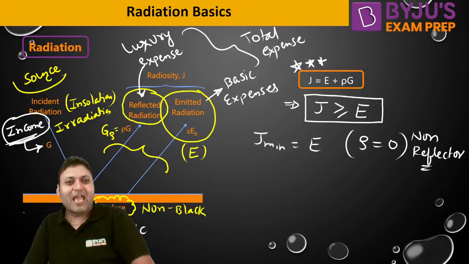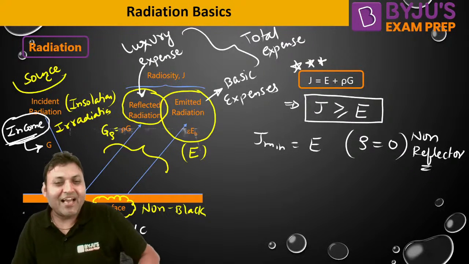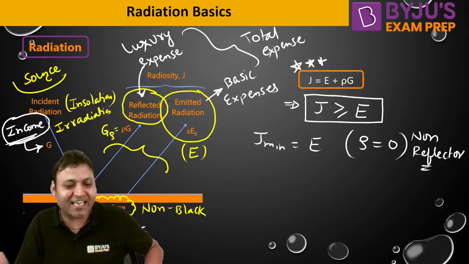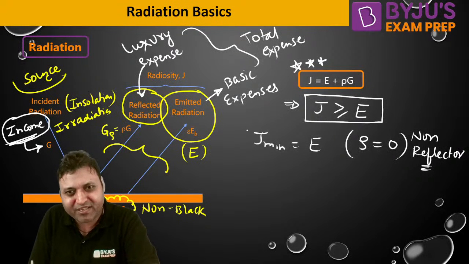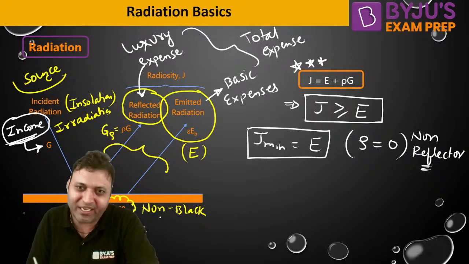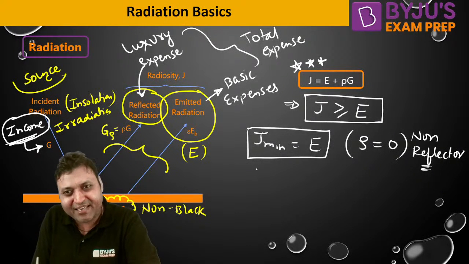If a person is not spending more than his basic expense, then his total expense will be equal to the basic expense. The minimum value of J is equal to E, isn't it? For non-reflector surfaces where the reflectivity is 0, J minimum is E.